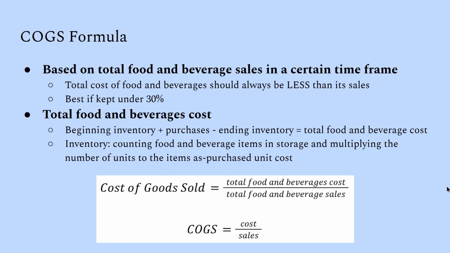So the formula is cost of goods sold is equal to the total food and beverage cost, so how much you paid, divided by the total food and beverage sales, how much revenue you brought in from selling those items to customers. In shorthand, we have COGS equals cost divided by sales.